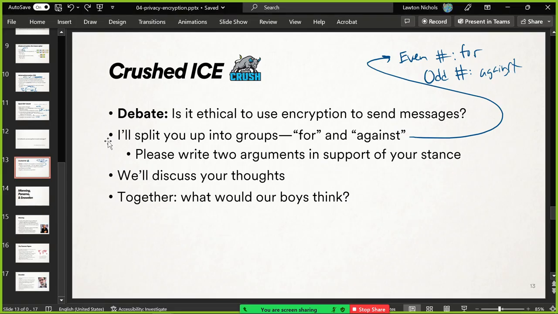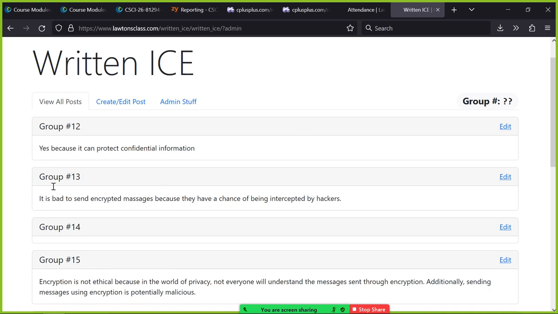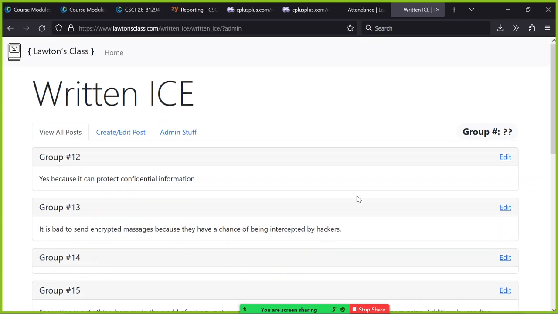So our odd numbers were against, and our even numbers were for. So, yeah, encryption is great because it can protect things that we don't want other people to see, like our credit card numbers or passwords. It makes sense to have those. Good job. It's bad, though, to send encrypted messages because they have a chance of being intercepted by hackers. So maybe we shouldn't be sending anything encrypted at all. I guess that's one way to argue it.